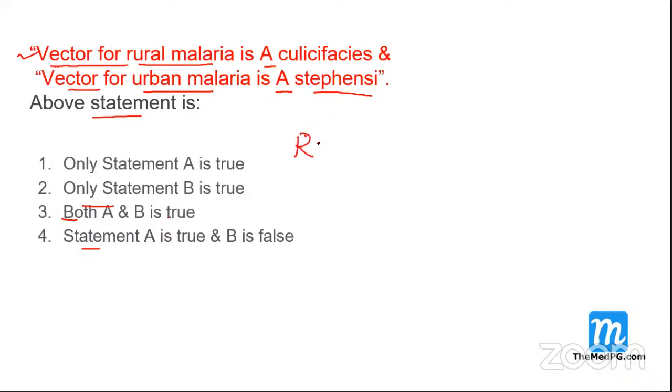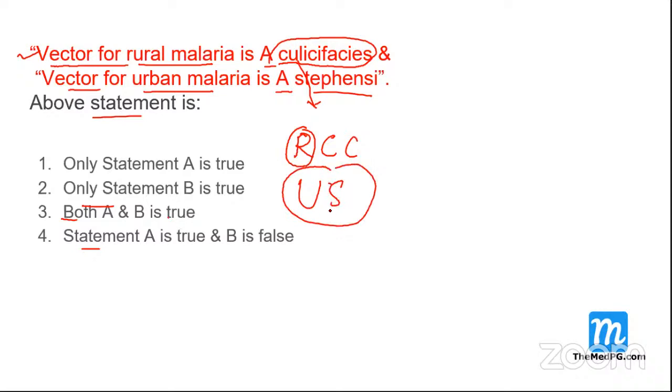See, rural malaria is the malaria that is seen in the rural areas of India. Because of the unhygienic conditions and all, there will be breeding of the mosquitoes. Just remember RCC, RCC slab, something you remember, no? Rural malaria is caused by Anopheles culicifacies. Just remember this way. Urban malaria, US, or United States. Urban, that is Anopheles stephensi. Just remember these mnemonics.